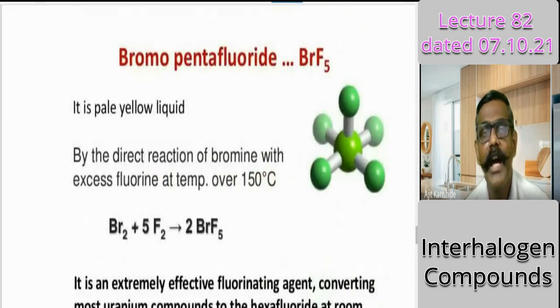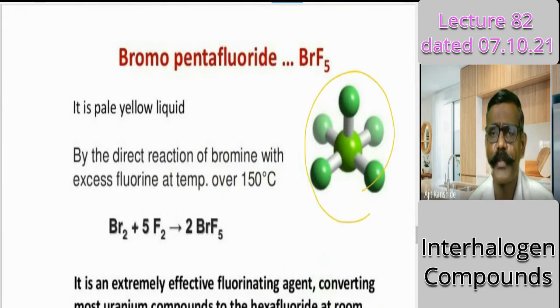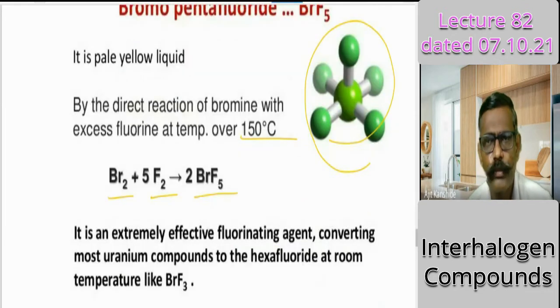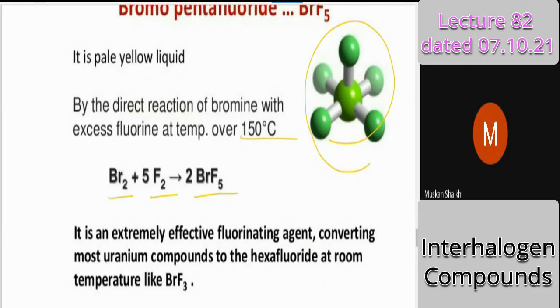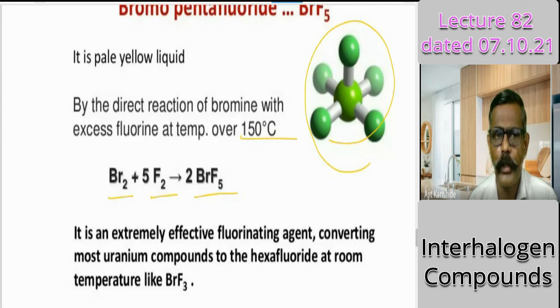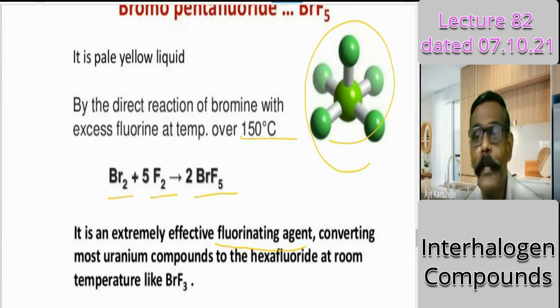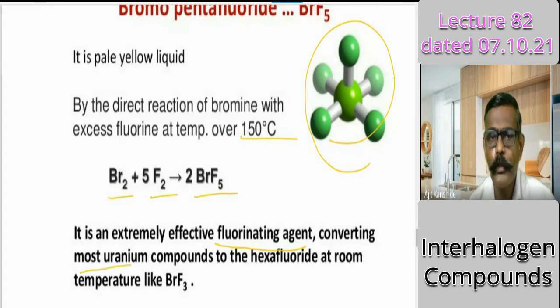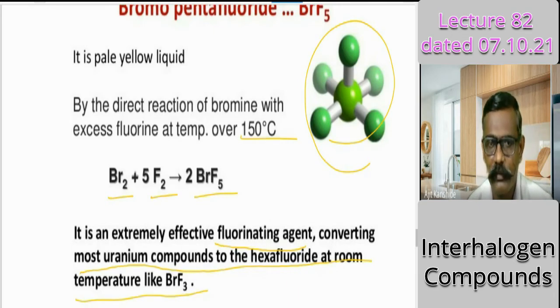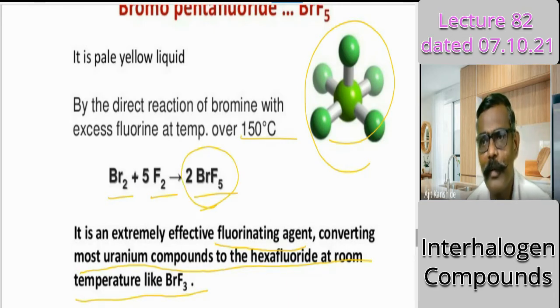Next compound, BrF5. An interesting structure is represented. We are discussing all this: how we can produce it, the combination, reaction conditions, all are given. You can go through them later. Students, is it possible that you will study it later? If any problem comes, you can bring it to my notice and I will describe. And see here, important: it is extremely effective compared to BrF3. BrF5 is effective in converting most of the uranium compounds to hexafluoride at room temperature, like BrF3. Actually more than that, because a large number of fluorines are there.